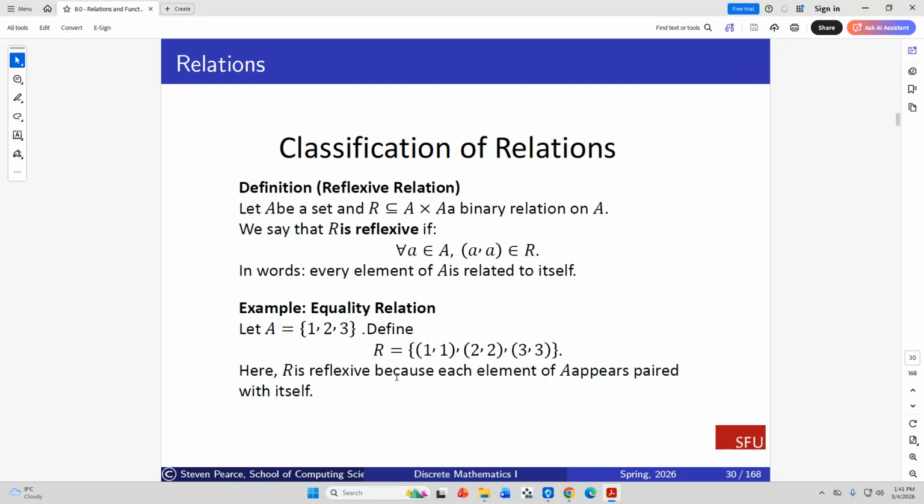The equality relation: let A be {1, 2, 3}. Define R as {(1,1), (2,2), (3,3)}. Here R is reflexive because each element of A appears paired with itself. So that's definitely reflexive.